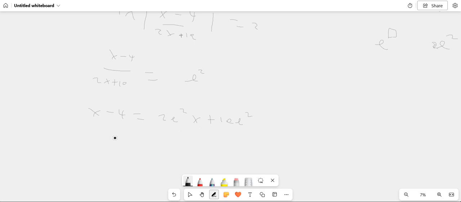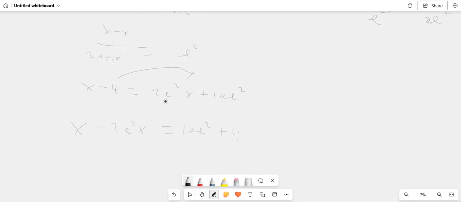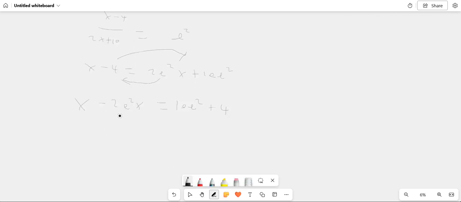So bring 2e squared x to the other side. So we got x minus 2e squared x. And bring the 4 to the other side, so add it to the other side. So that's 10e squared plus 4, yeah? If you didn't catch what I did there, I just took this to the left-hand side, so just minus that. And then after, you can add the 4 if you don't want to do it in one step like that.